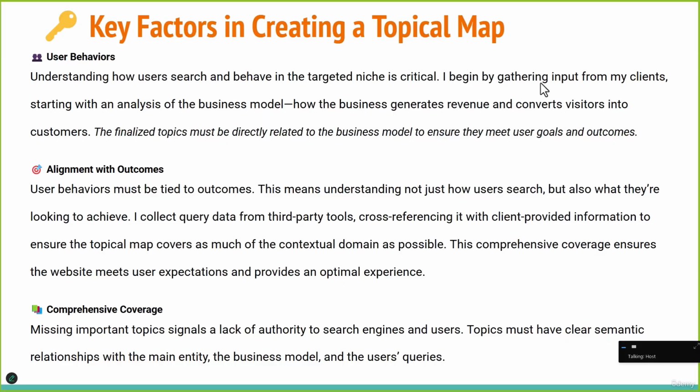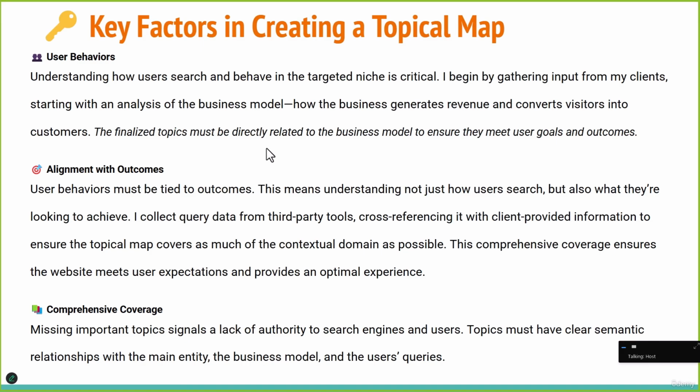Alignment with outcomes means user behaviors must be tied to outcomes. This means understanding not just how the user searches, but also what they are looking to achieve. Do not just look at what the user is searching for, but understand their end goal. Collect query data from third-party tools like SEMrush and Ahrefs, and then cross-reference it with the data your client provided you on how their business model works. This ensures that your topical map covers the contextual domain as much as possible. If you have watched the lecture on contextual domains, then you will understand this point. When you observe this criterion, it meets the user's expectations and provides an optimal experience.